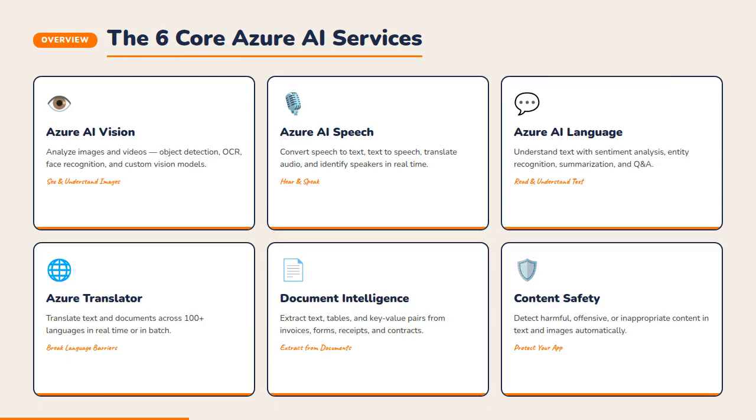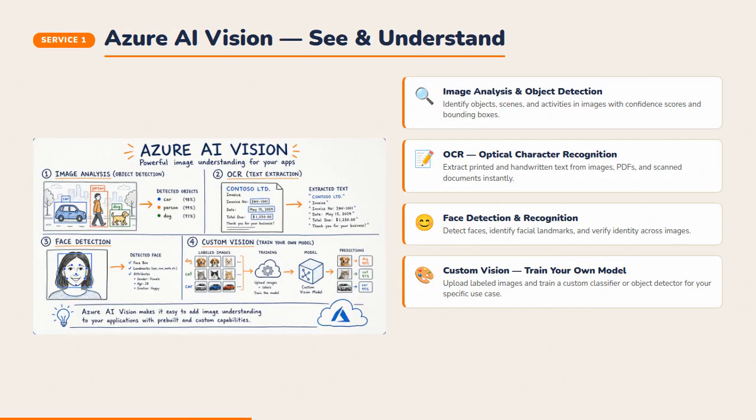Let's look at the 6 core services. First, Azure AI Vision, for seeing and understanding images. Second, Azure AI Speech, for hearing and speaking, converting audio to text and back. Third, Azure AI Language, for reading and understanding text with natural language processing. Fourth, Azure Translator, for breaking language barriers across more than 100 languages. Fifth, Document Intelligence, for extracting structured data from invoices, forms, and contracts. And sixth, Content Safety, for protecting your applications from harmful and inappropriate content.